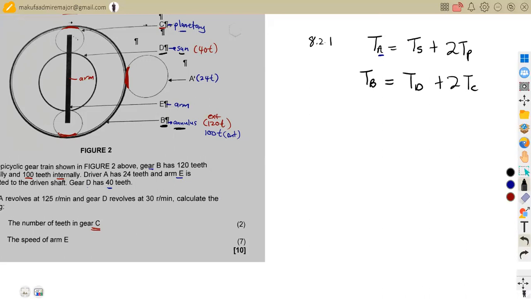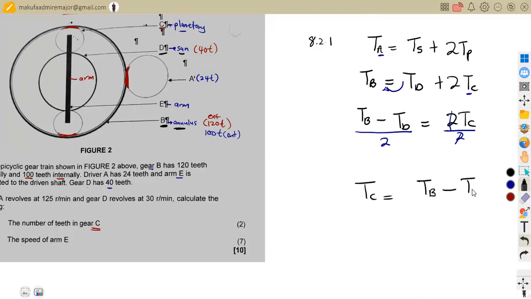We can make this the subject. Let us make TC the subject, transposing TD to this side. So it's going to be TB minus TD, which is equal to 2TC. To find TC, we can simply divide by 2 on both sides. So the number of teeth on gear C is going to be TB minus TD, everything over 2.